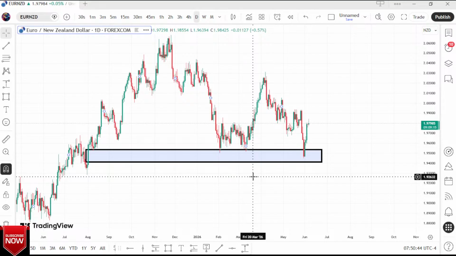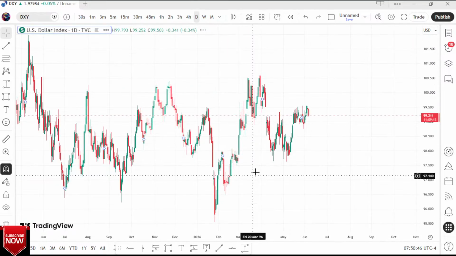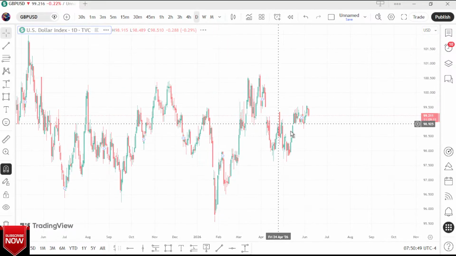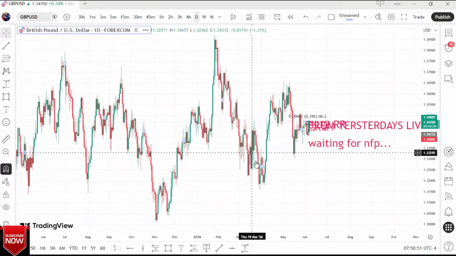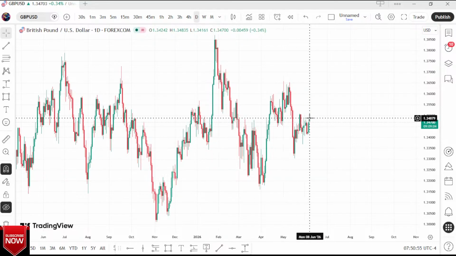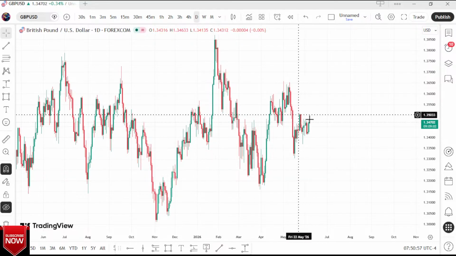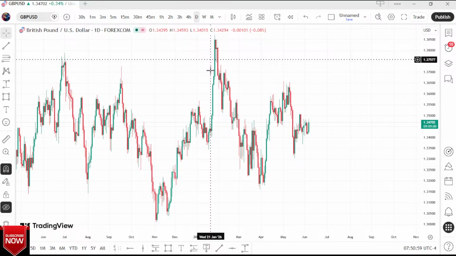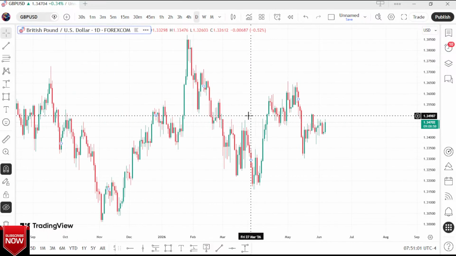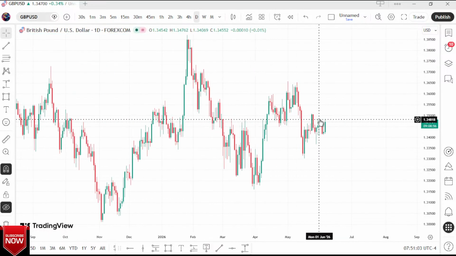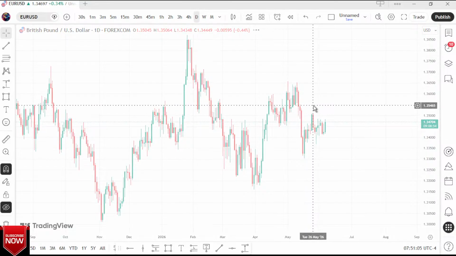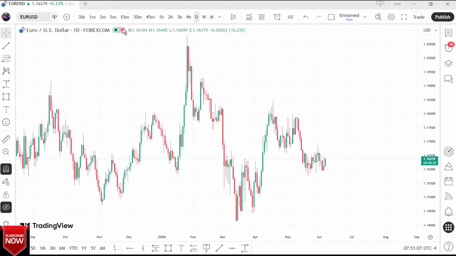Actually waiting for the NFP. The DXY, you see there, it's consolidating. The euro, the cable market, you see, I'm expecting buy side liquidity to be taken out. These buy side and maybe this buy side liquidity is the GBPUSD. So those are my targets. The euro, same to euro.